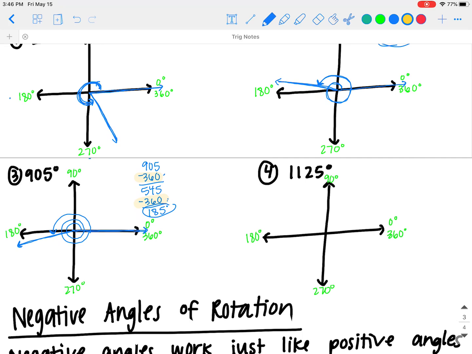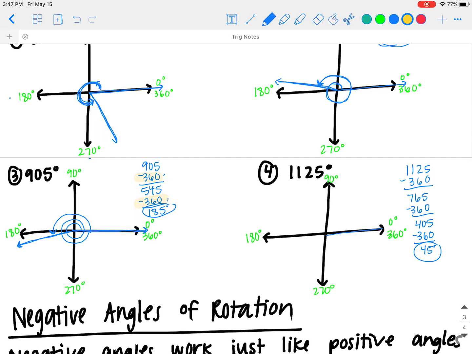Okay, and then for the last one, same thing, it's way too big, so we're going to subtract 360. When we subtract 360, we get 765, still way too big, so we'll subtract 360 again. And we get 405, still too big, so we have to subtract 360 again. Then we get 45 degrees. So you have to keep subtracting 360 as many times as it takes to get a number between 0 and 360, because those are the only ones that fit on our grid.